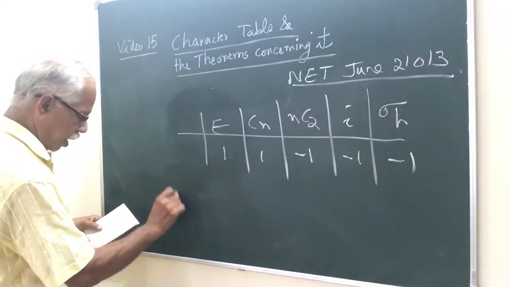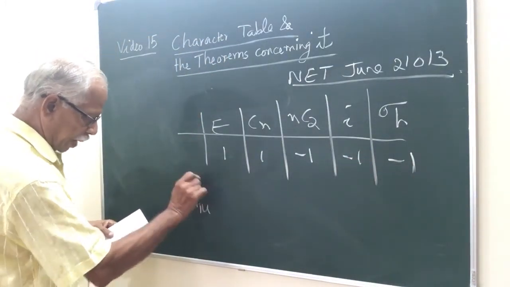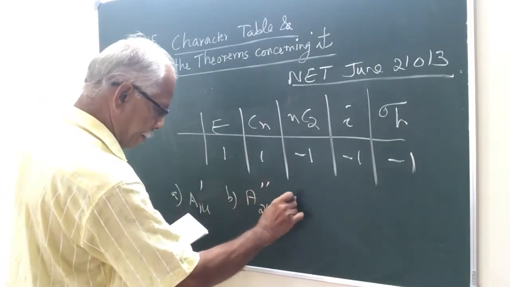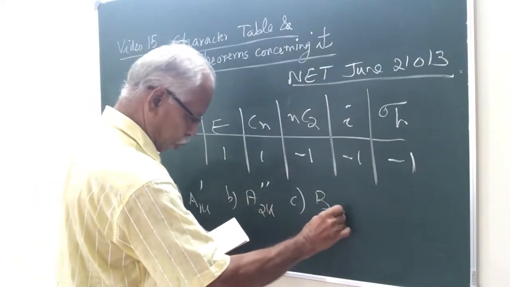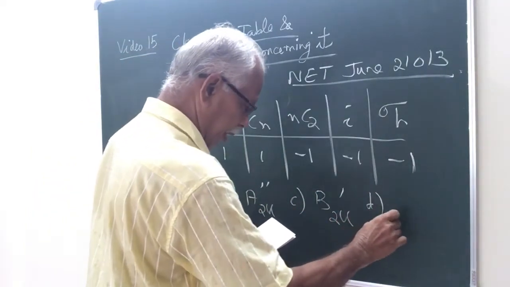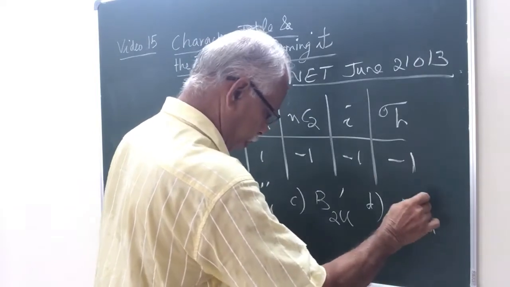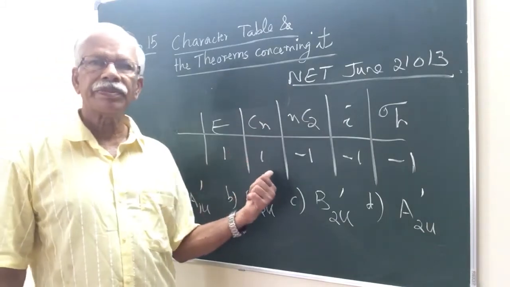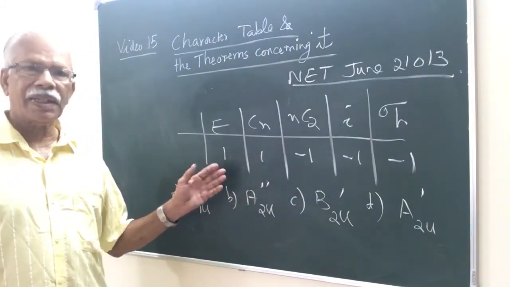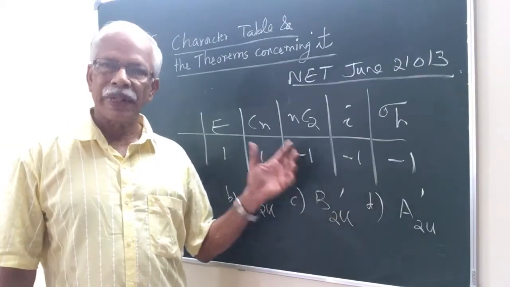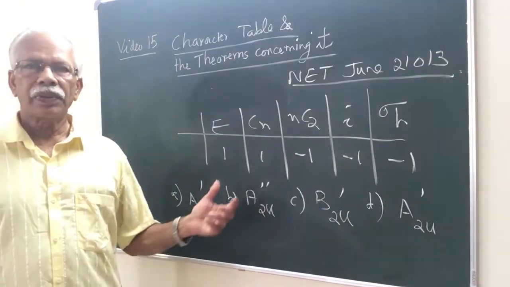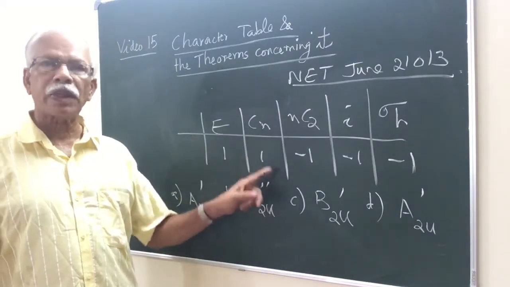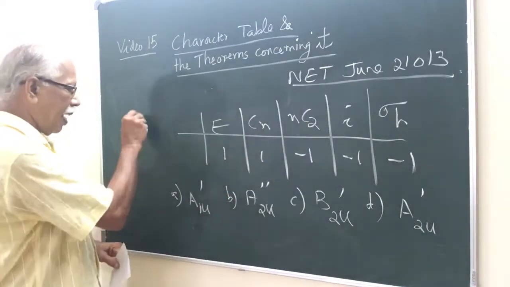The options given are A1U prime, A2U double prime, B2U single prime, and A2U single prime. You can see under Cn, it is 1. The characters are either 1 or minus 1. So it is a one-dimensional irrep. The notation has to be either A or B. Because it is symmetric with respect to Cn, the Mulliken notation is A.